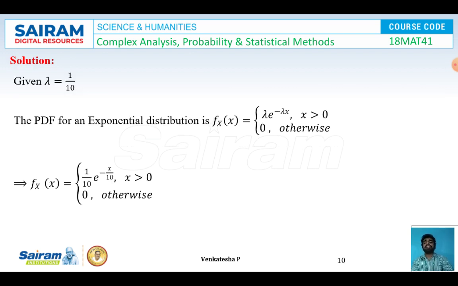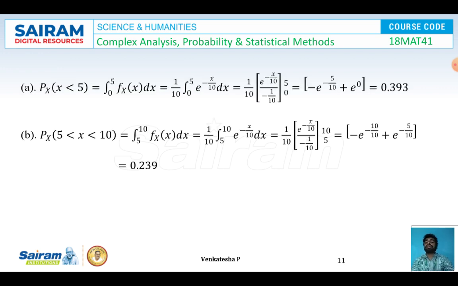So they have given that lambda is equal to 1 by 10, and we know that the PDF for the exponential distribution is given by the notation fx of x is equal to lambda e power minus lambda x for x greater than 0 and it is 0 otherwise. So now in this expression, I'll be replacing lambda is equal to 1 by 10. I got fx of x is equal to 1 by 10 e power minus x by 10 for x greater than 0 and it is 0 otherwise. So now I'm going to find the first condition, that is the call will end in less than 5 minutes, that is px of x is less than 5.